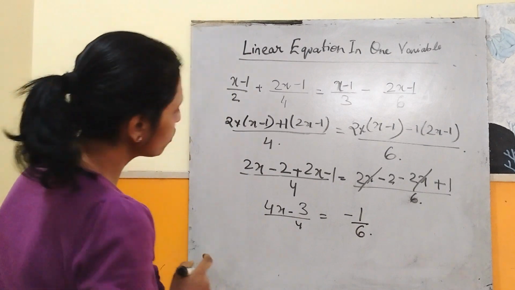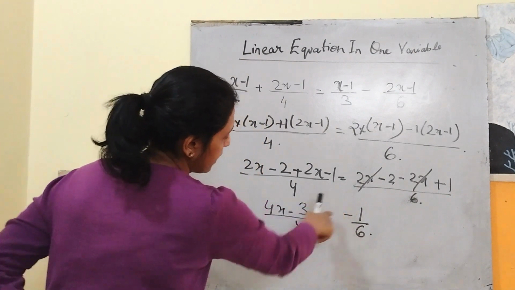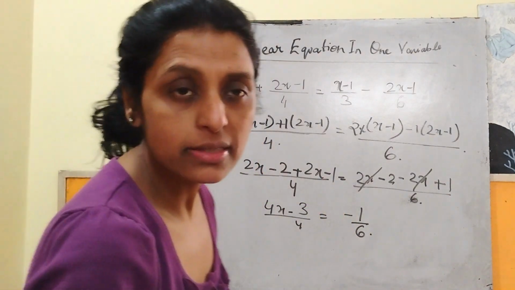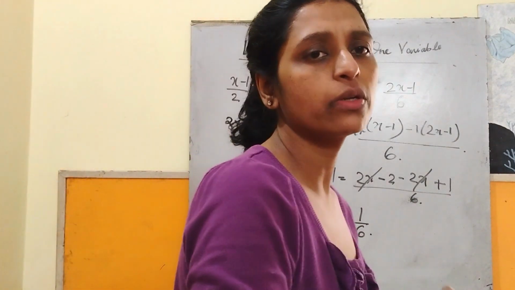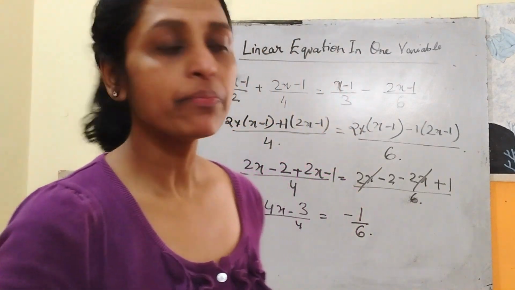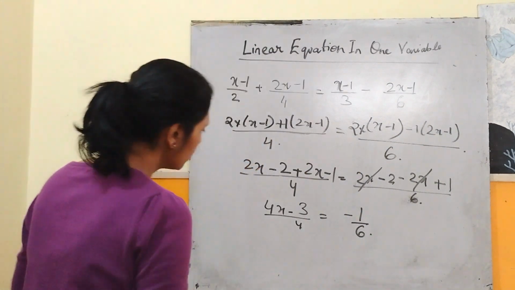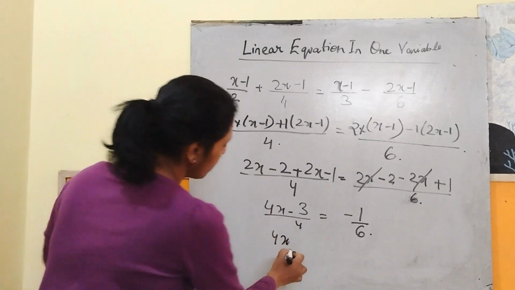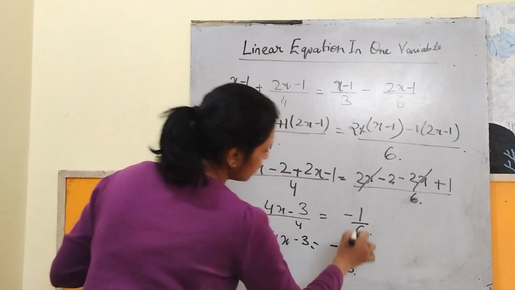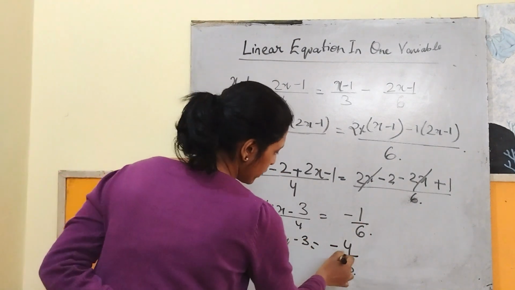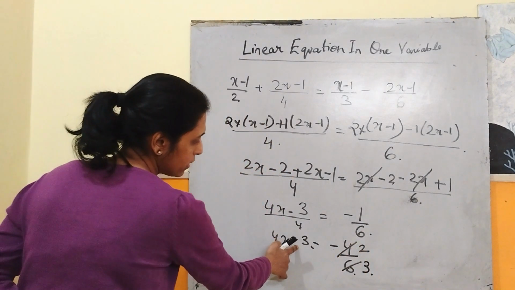Now we can take this 4 to the right hand side. Here it is divided, and we know that when a term transfers sides, the operation of division becomes multiplication, multiplication becomes division, subtraction changes to addition, and vice versa. So it will go to 4x minus 3, and this becomes minus 4 upon 6. Now we can reduce it more, so 2 2s are 4 and 3 2s are 6. Now minus 3 is here.